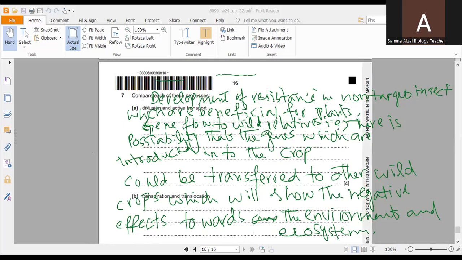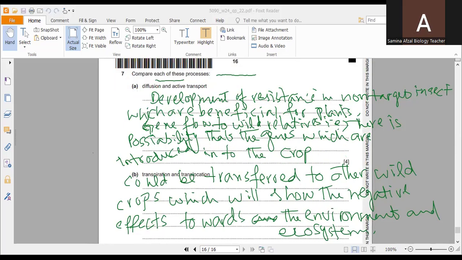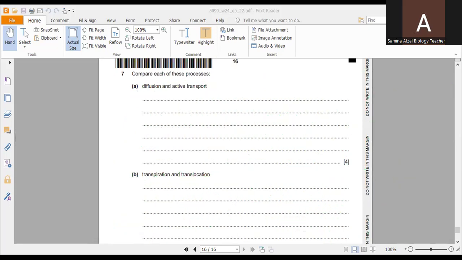Now, the next question is question number 7, which is a very simple question. We have to compare between different processes. First of all, the difference between diffusion and active transport. These are the 2 processes by which different molecules move from one side to the other, or one area to the other area. So first of all, we have to discuss diffusion.